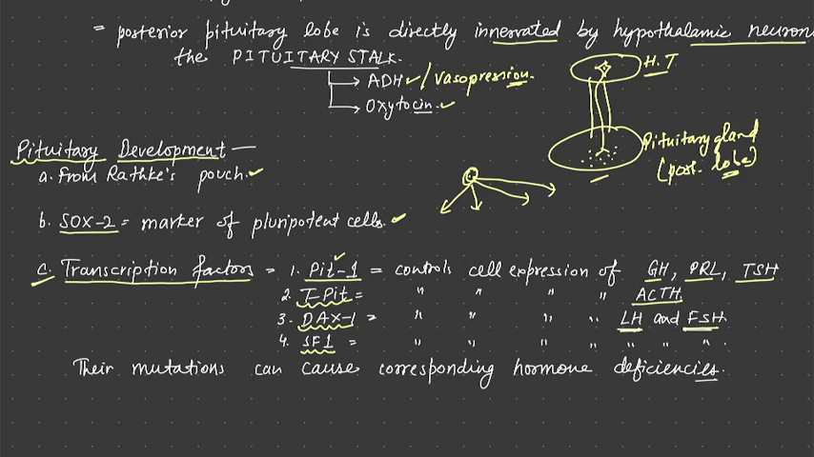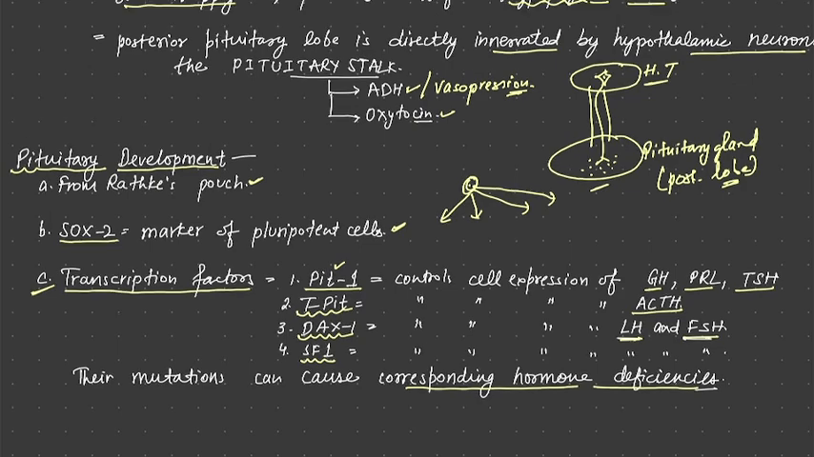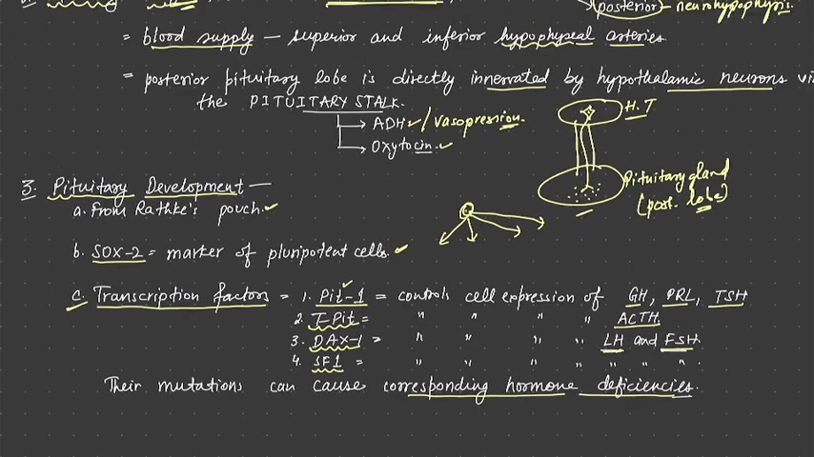Suppose there is any mutation in these transcription factors, then what will happen? The corresponding hormone will become deficient, and resultant clinical features will be evident. For example, growth retardation, for example, delayed onset of puberty or no puberty at all, right? So these kinds of clinical features we will see if there is a mutation of these transcription factors. That is why it is important to remember them.